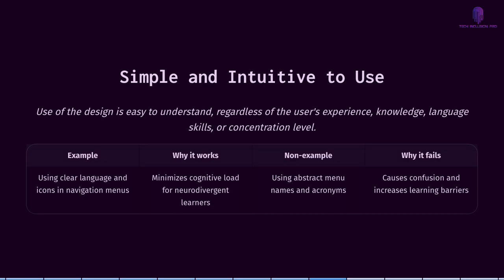Next is simple and intuitive to use. So the design itself is easy to understand, regardless of the user's experience, knowledge, language skills, or concentration level. An example of this would be using clear language and icons and navigation menus. You should have a clear start to finish on how to find the information when they need to find it, right? A non-example of this would be having very abstract menu names, acronyms, jargon, things like that that people might not be able to engage with.